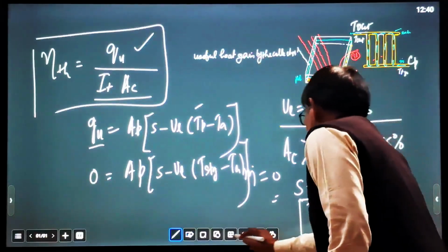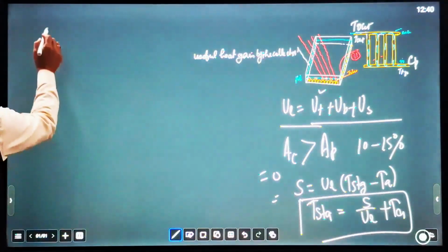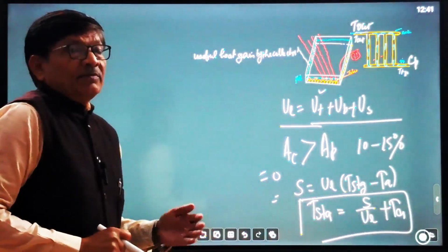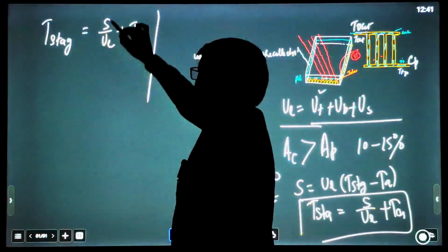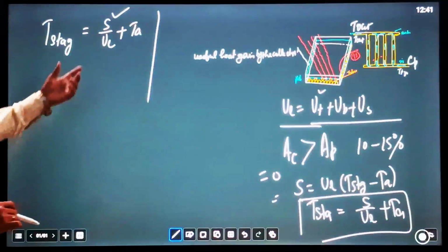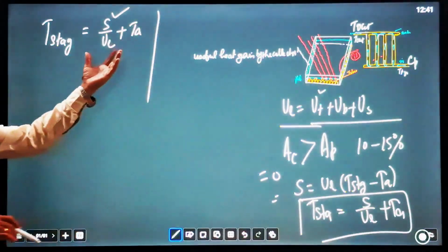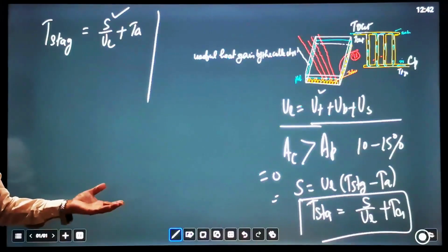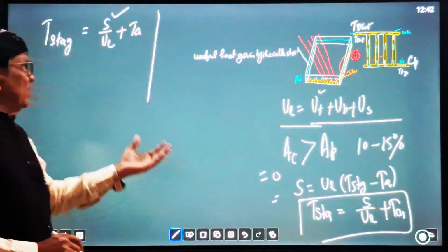So you can see on what parameters T stagnation depends. T stagnation means the maximum temperature that the absorber plate will achieve, that is T stagnation equals S upon UL plus TA. It depends on the intensity, how much energy is absorbed. From this equation, the higher the value of S, the solar intensity reaching the absorber plate, the higher the T stagnation will be. And the lower the overall loss coefficient, the higher the T stagnation will be. T ambient is constant during a particular time, so it is not a factor, because this value is a constant.